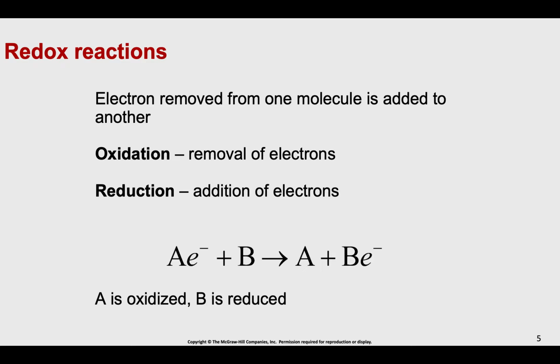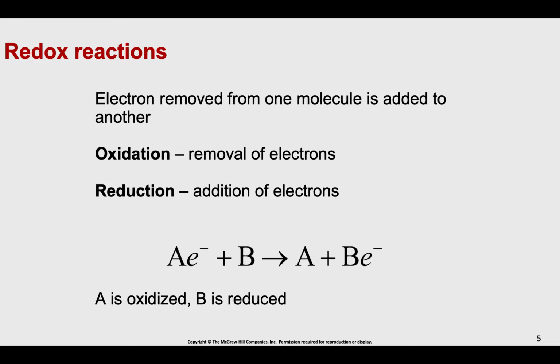Now, these reactions are typically going to be redox reactions, so we're either going to remove electrons from or add electrons to another molecule. Oxidation is the removal of electrons. It's called oxidation because oftentimes oxygen is involved in some shape or form. And then we have reduction reactions, which are the addition of electrons to another molecule. It's called reduction because we're adding a negatively charged electron to another molecule, reducing the charge of that molecule.